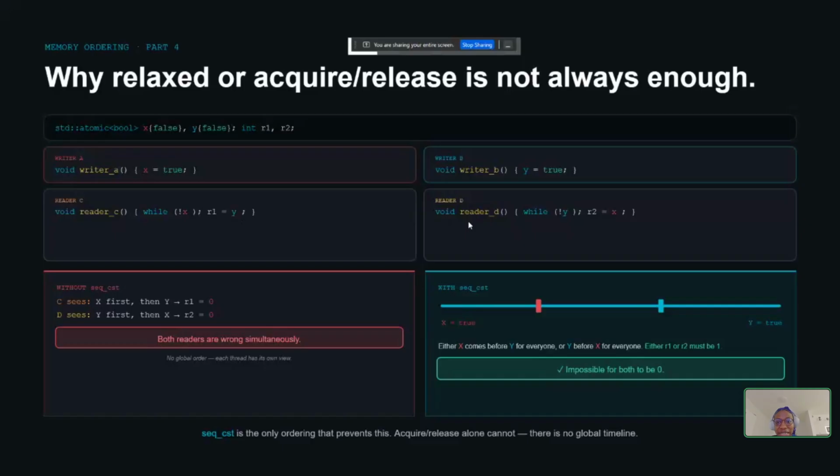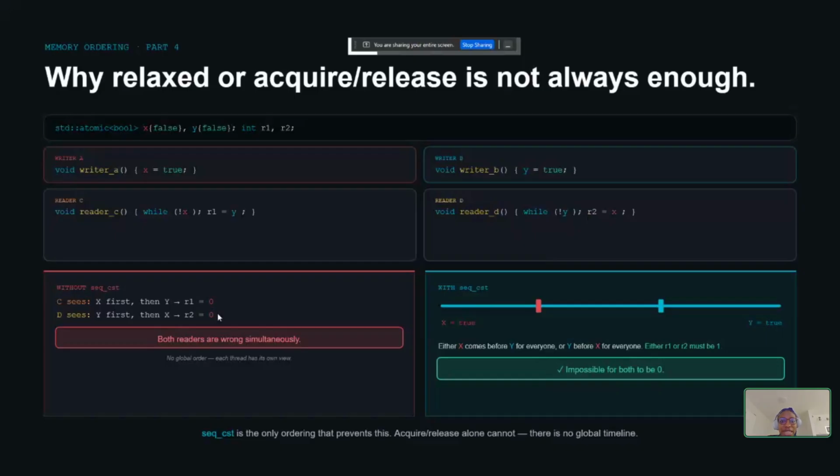Meanwhile, the reader here saw the opposite, right? It saw y as true first, before it saw x. And then when it saw y as true, it now checked x. It was not true yet. So it assigned R2 to x and made R2 0. So both of them can be 0, 0.